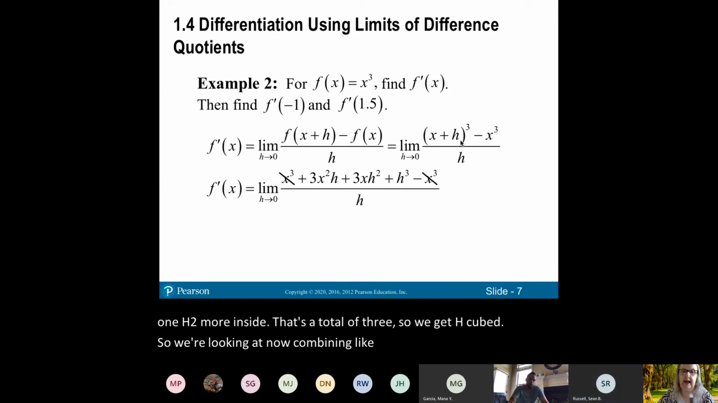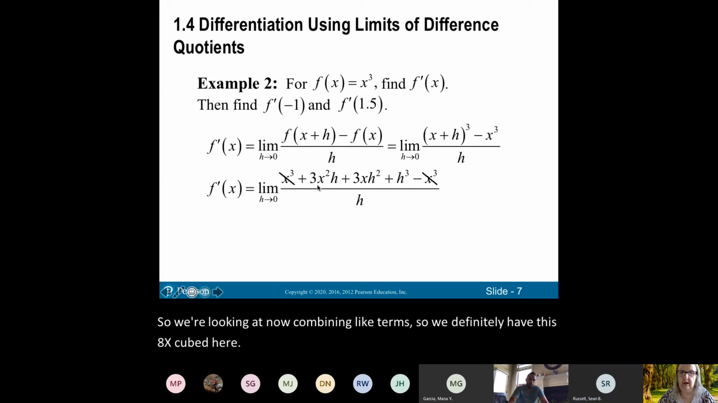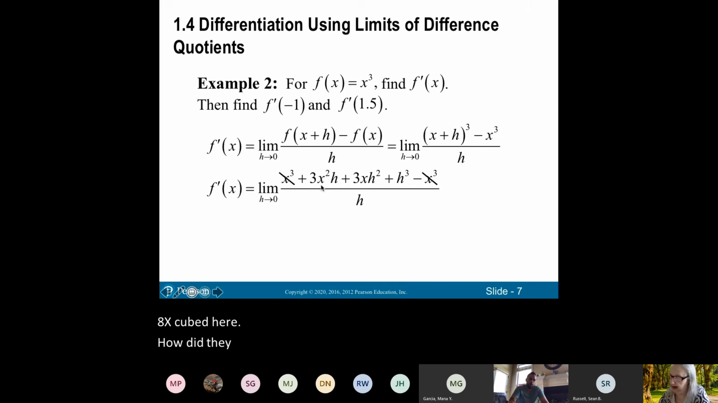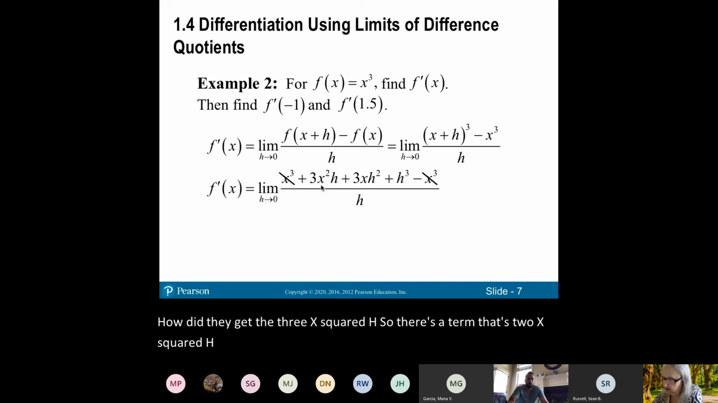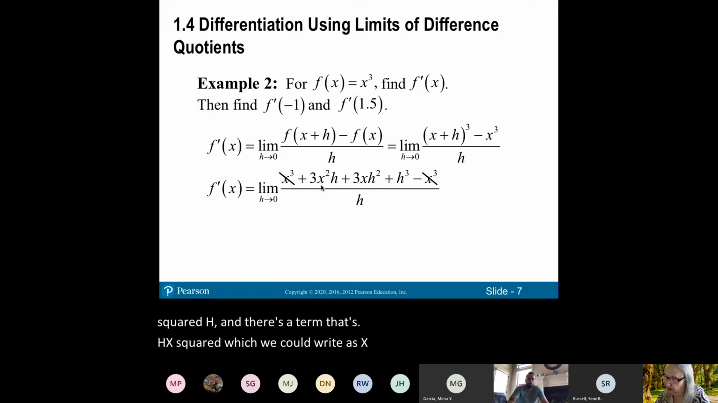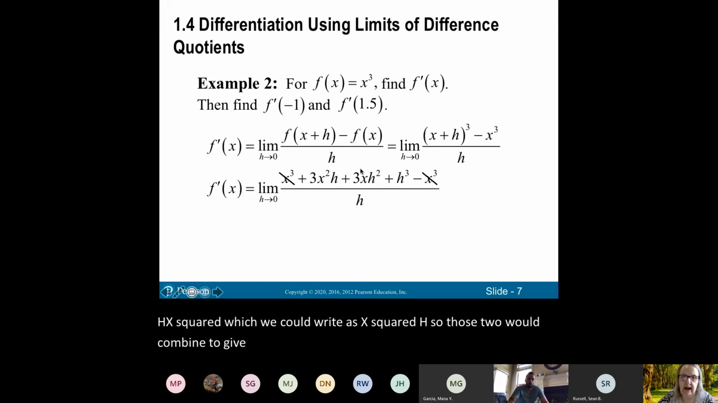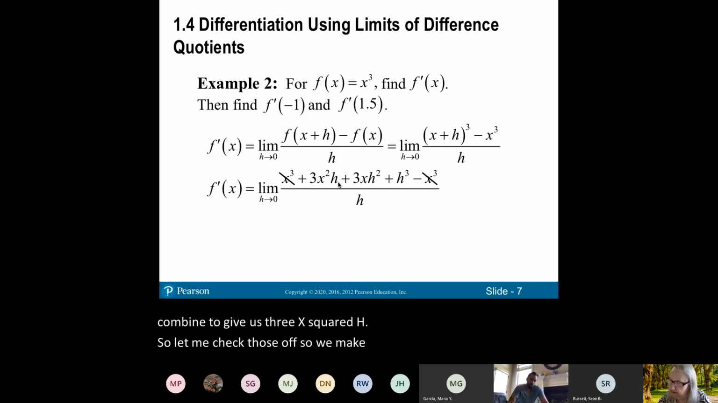So we definitely have this 8x cubed here. How did they get the 3x squared h? There's a term that's 2x squared h, and there's a term that's hx squared, which we could write as x squared h. So those 2 would combine to give us 3x squared h. So let me check those off so I don't look at them again.